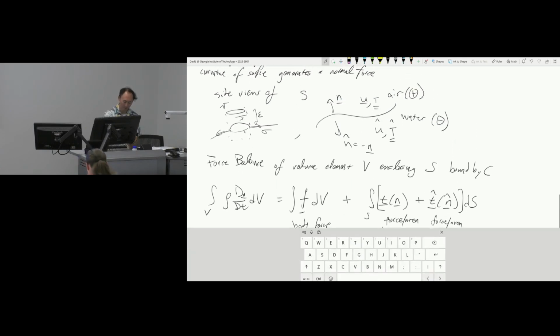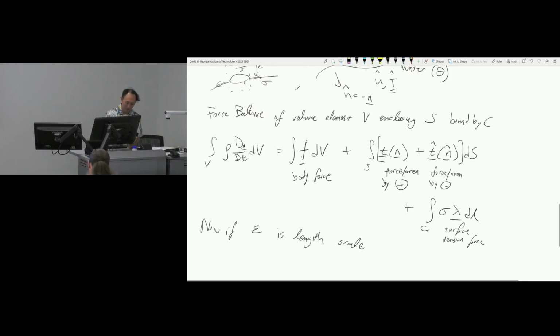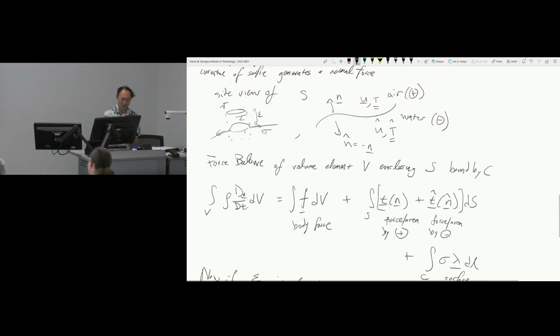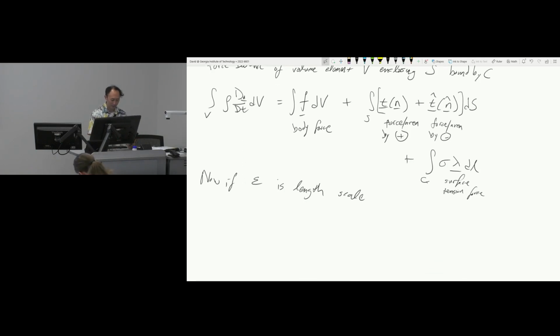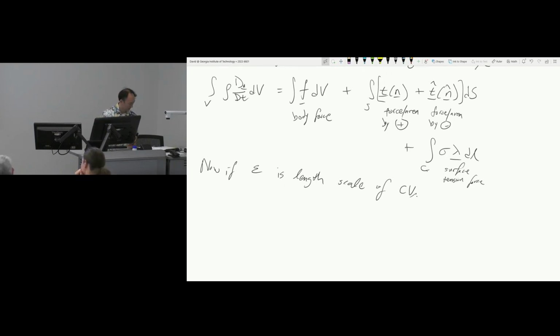Sorry, I labeled them all epsilon. So we're going to change this S to an epsilon. So it's basically like the control volume is epsilon tall and epsilon wide. So epsilon is the length scale of the control volume. And we'll return to this. We're going to non-dimensionalize the Navier-Stokes equations to get the Reynolds and the Froude number. Those dimensionless groups naturally arise from consideration of different sizes of your systems.